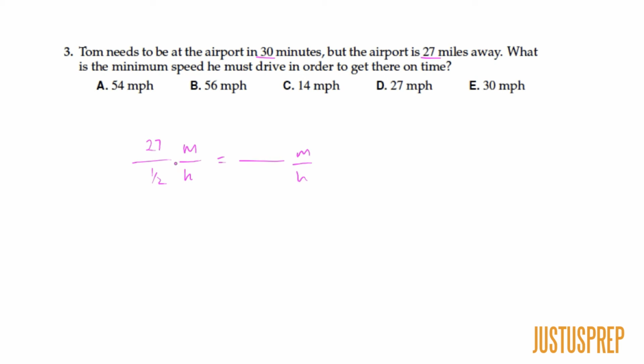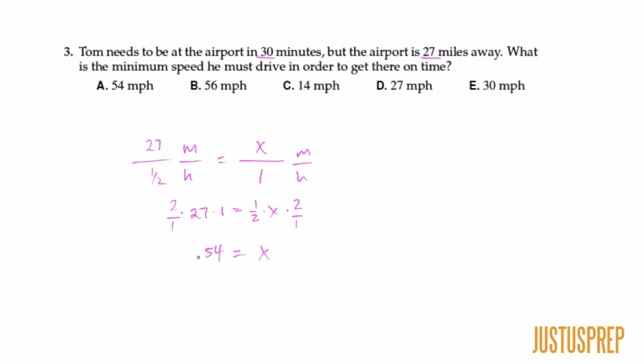If we need to be at the airport in half an hour and it's 27 miles away, then how many miles do we need to go in 1 hour? That's the question, because we want a speed in miles per hour. So this will be 1 hour, and this will be the number of miles that we're trying to find. We're going to cross multiply, and we get 27 times 1 equals 1/2 times x. We'll put the 1/2 on the other side by multiplying by the reciprocal, and we get x equals 2 times 27, which is 54.